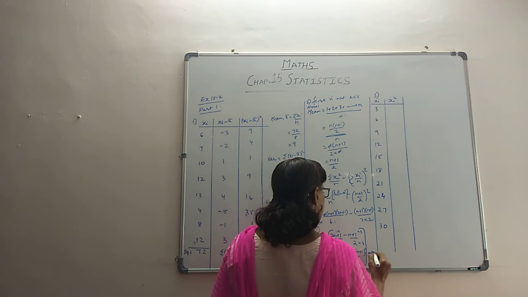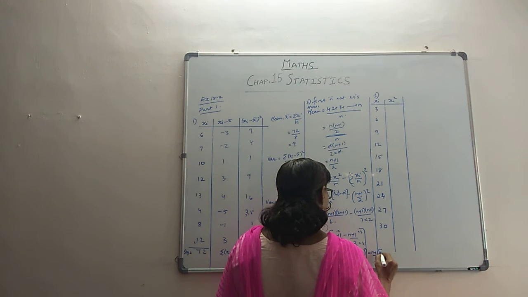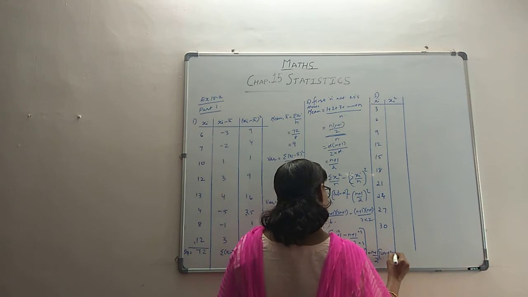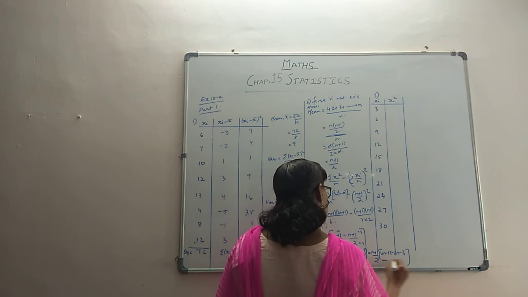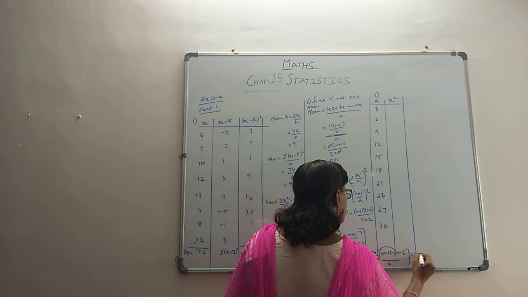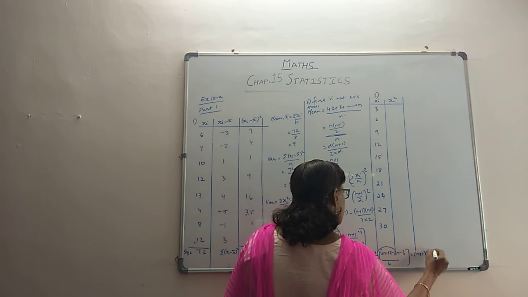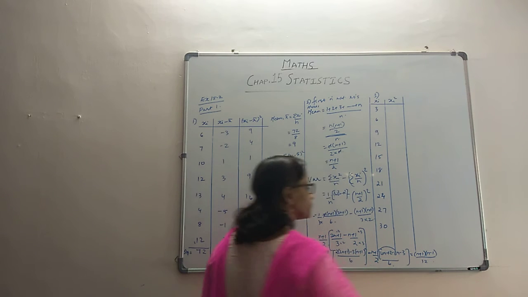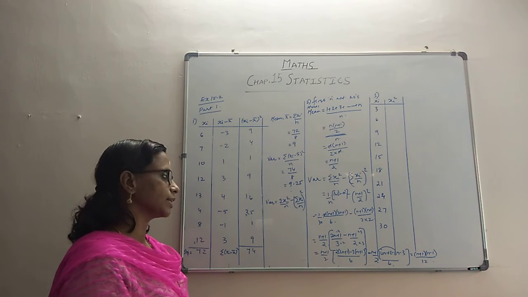So how much will this come to? (4n+2−3n−3)/6. So this is n and this is −1. So it's (n+1)(n−1)/12, or (n²−1)/12 if you want, you can write it like that also.